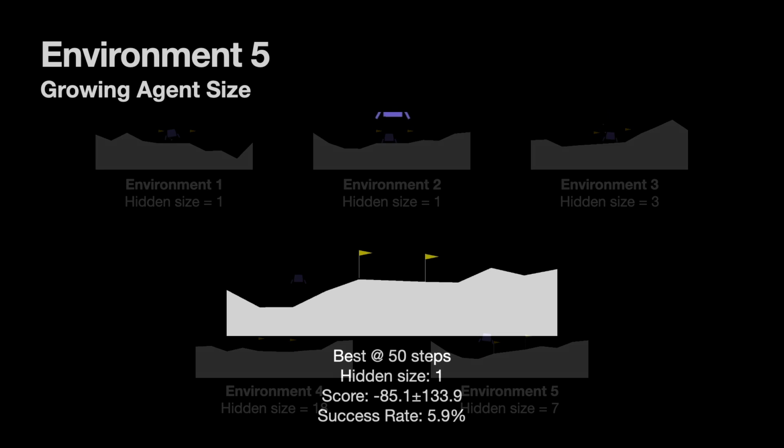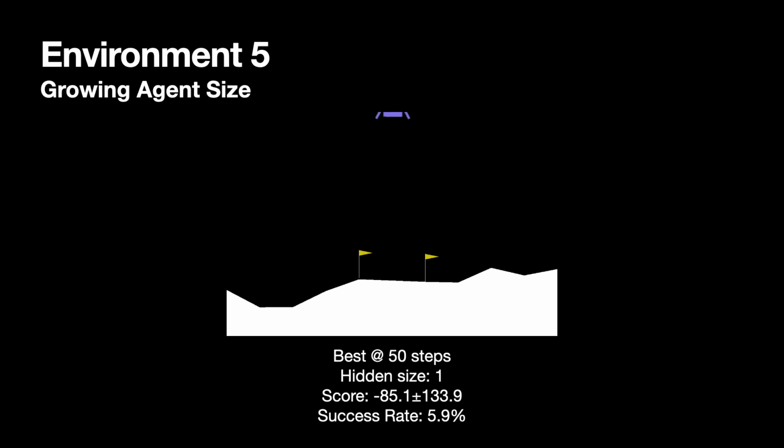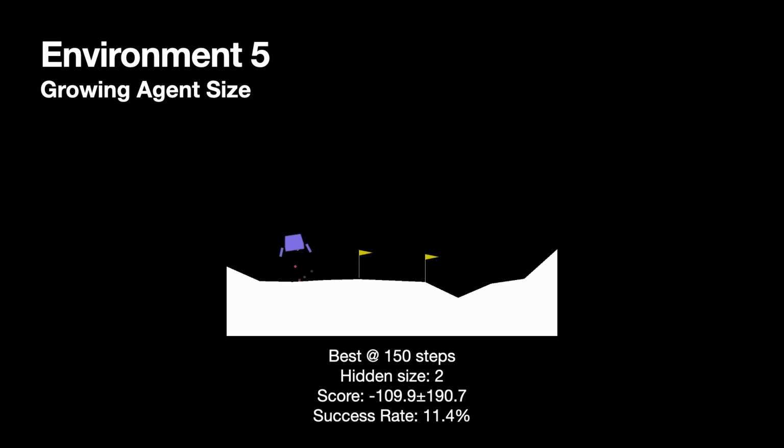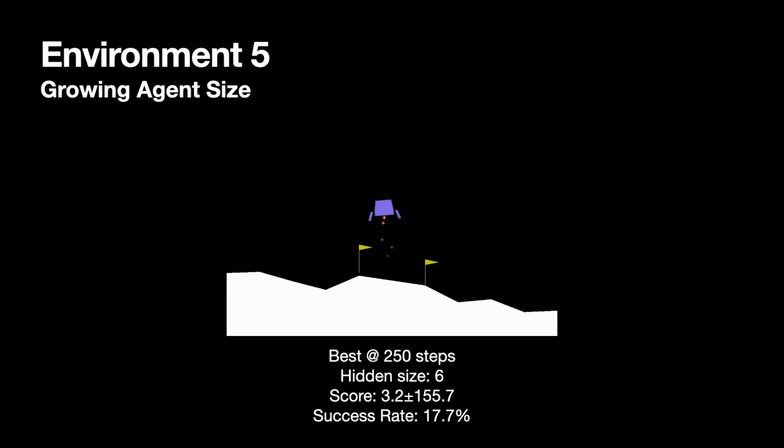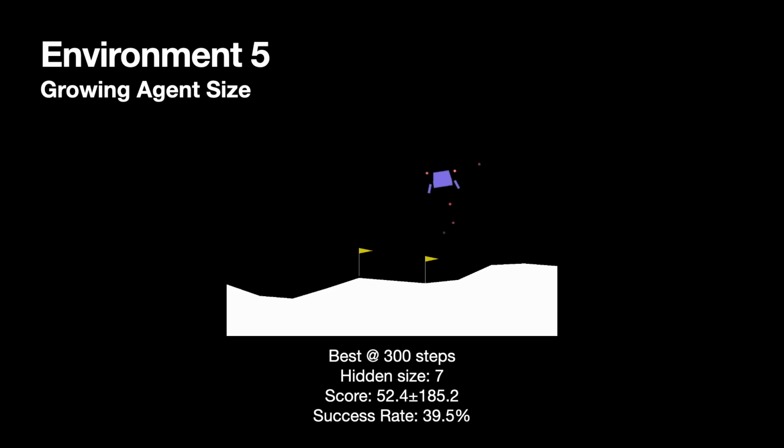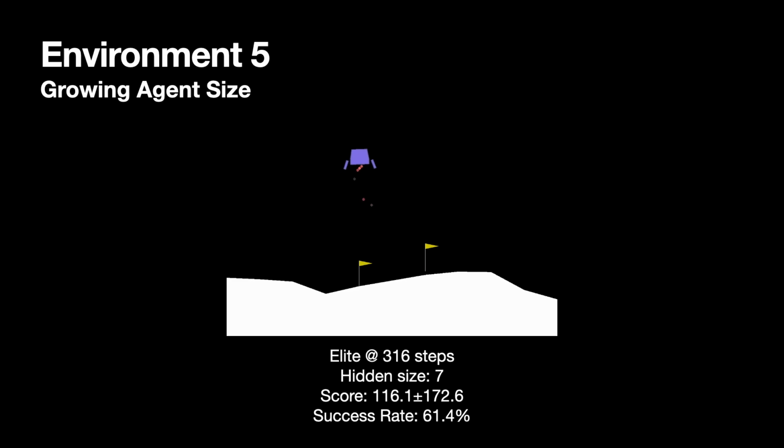To dive deeper, let's consider environment 5. With a small hidden size, the agents performed very poorly, but as the hidden size went up, so did the scores. The environment was solved at step 316 with a hidden size of 7.